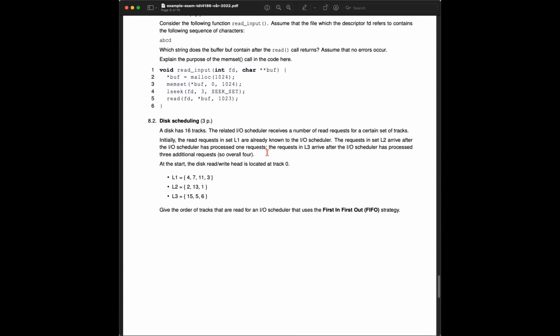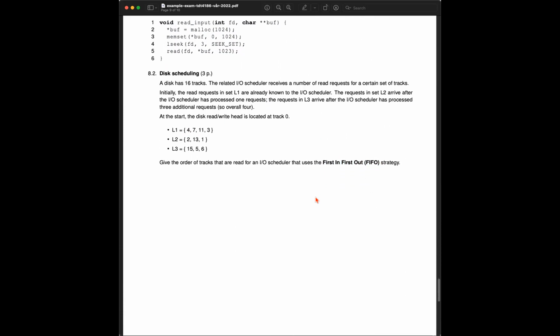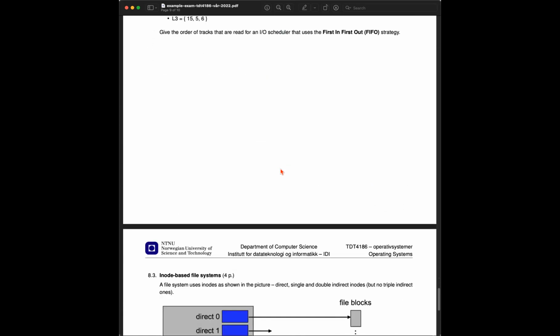And then we have disk scheduling. And of course, the usual disk scheduling task is we have a number of requests coming in and a strategy like first in, first out, or elevator, or whatever you can imagine. And then you should give the order of tracks that are read for this given I/O scheduling.